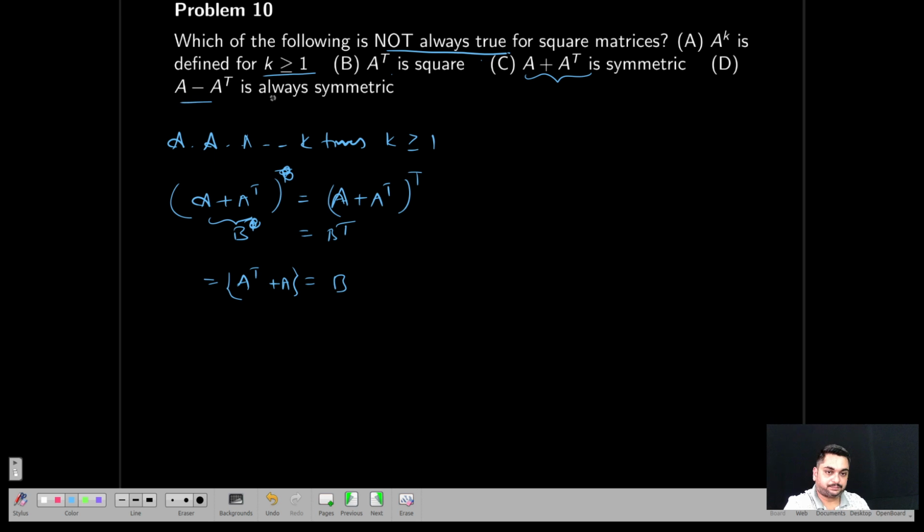A minus A transpose is always symmetric. No. Previously I was saying it becomes skew symmetric. So this statement is false, because I'll get minus of A minus A transpose when I solve it like that.